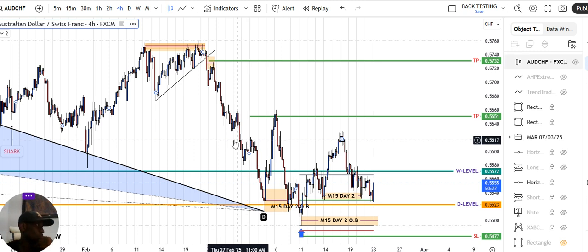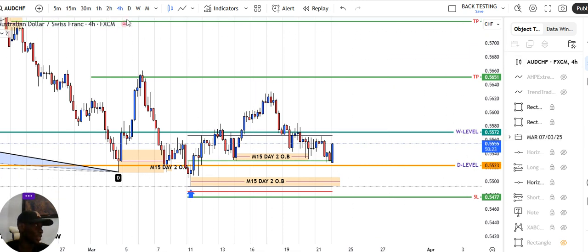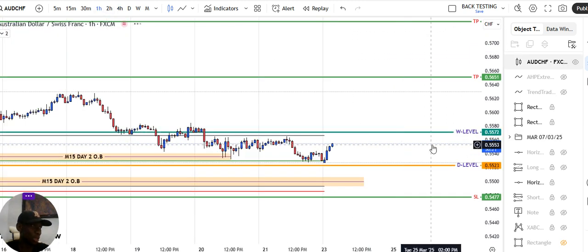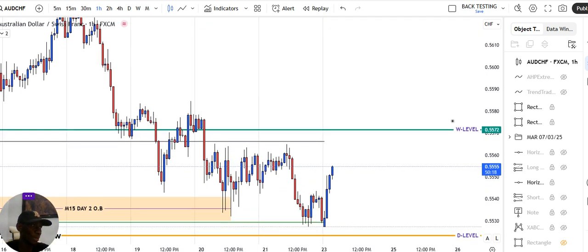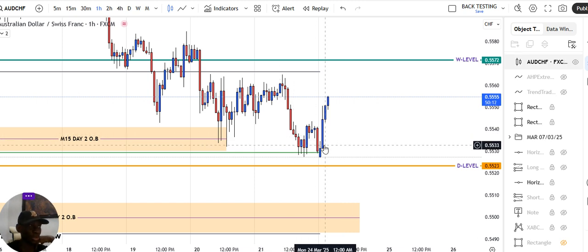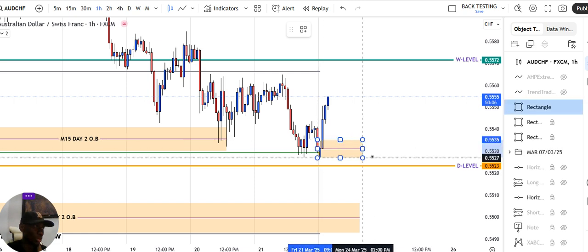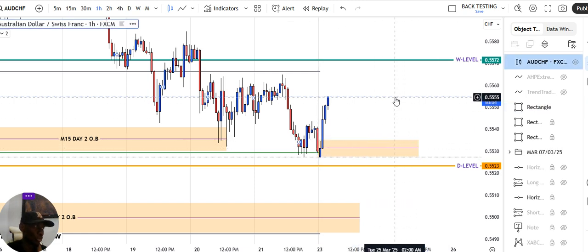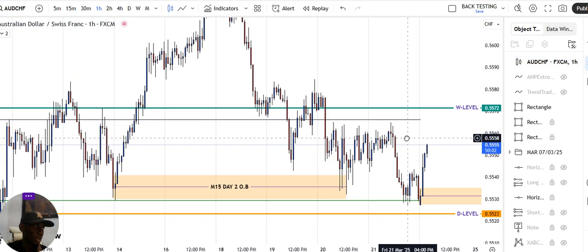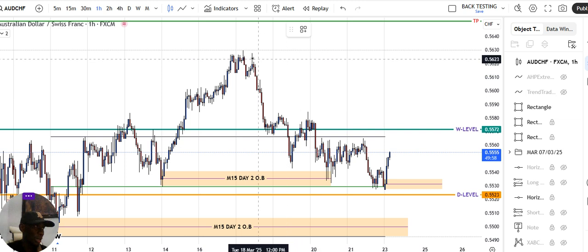Now for AUDCHF, unfortunately this is on the 4-hour time frame, so let's go to the 1-hour time frame. On the 1-hour time frame, you can see I spoke about this setup, but unfortunately there's nothing you can do right now, except if price returns back to this other block. For now there is nothing you can do.